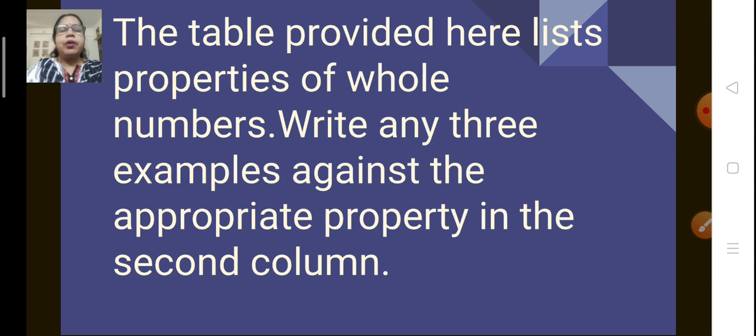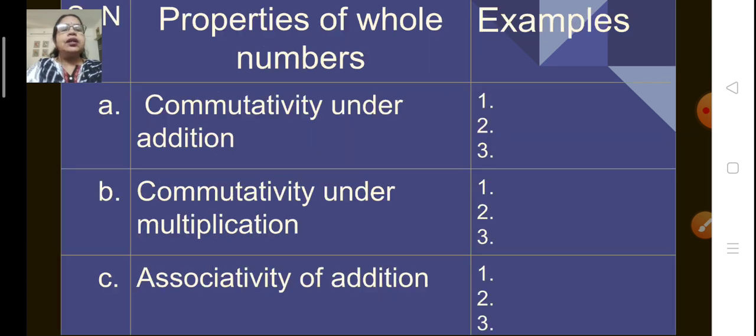Children, we have discussed the properties of whole numbers, isn't it? So you have been given columns, and against the correct property, you have to write 3 examples. We have discussed many examples when we were discussing the properties of whole numbers, isn't it? For example, look at the first one. It is commutativity under addition, isn't it? So you can write 3 examples of the commutative property under addition.